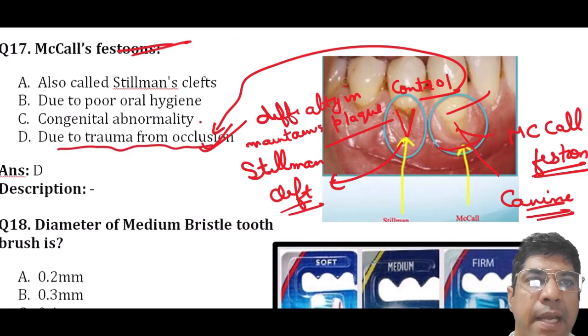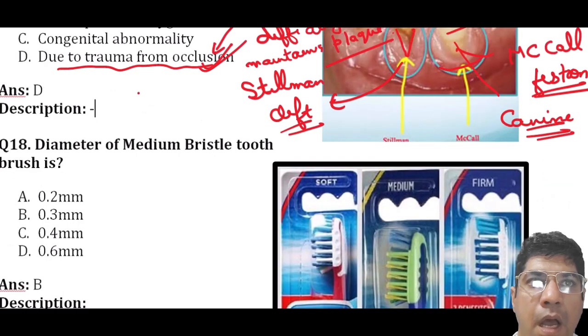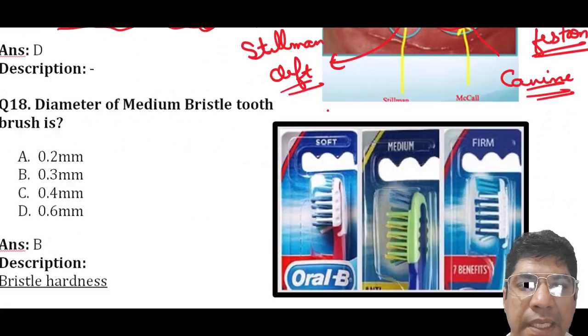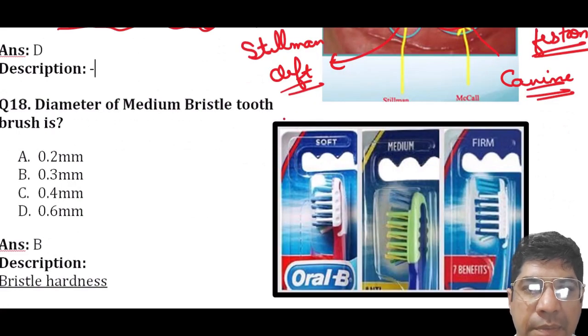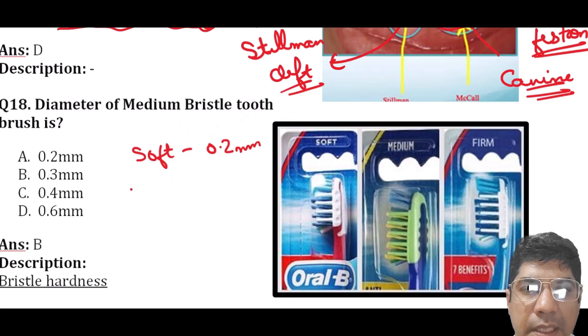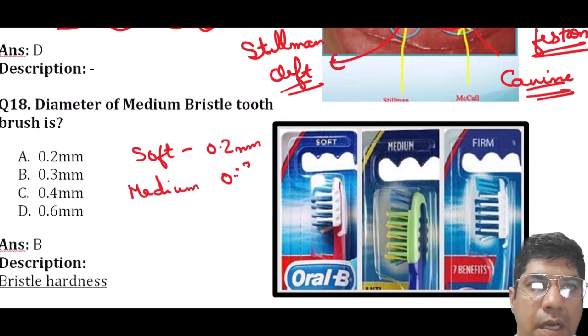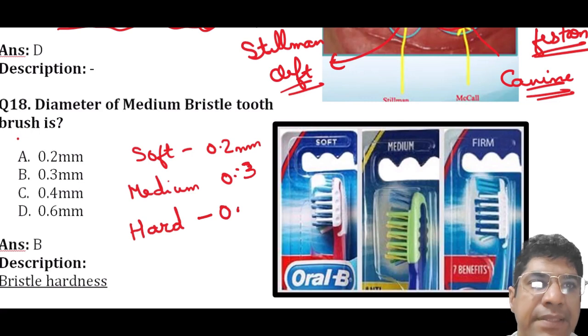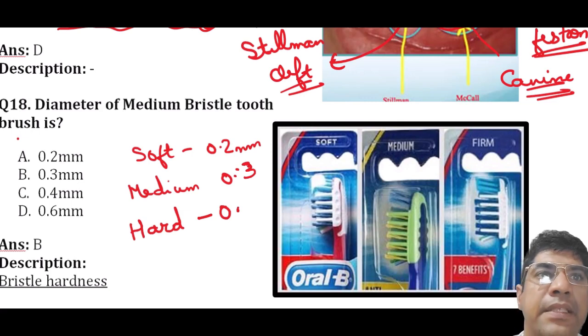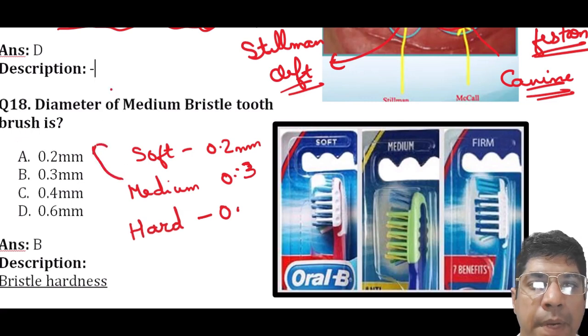Moving to the next question, the diameter of the medium bristle toothbrush. The soft brush has a diameter of 0.2 mm. The medium brush has diameter of 0.3 mm. The hard brush has a diameter of 0.4 mm. So answer is B. In inches, suppose if they ask in inches, then the diameter of the medium brush is 0.012 inches.